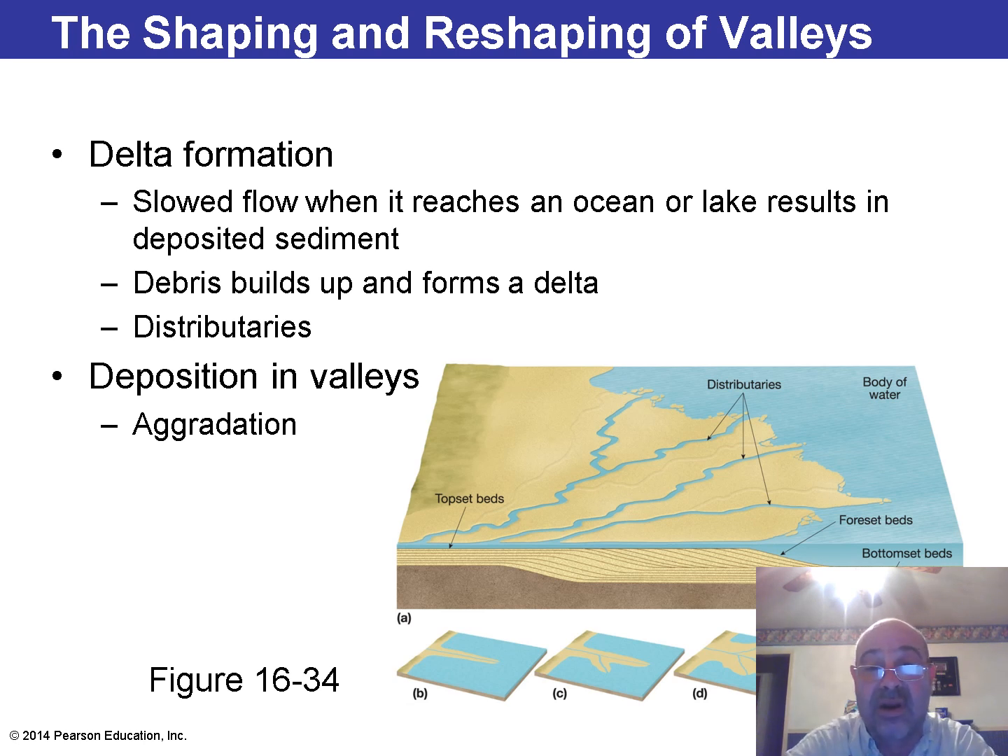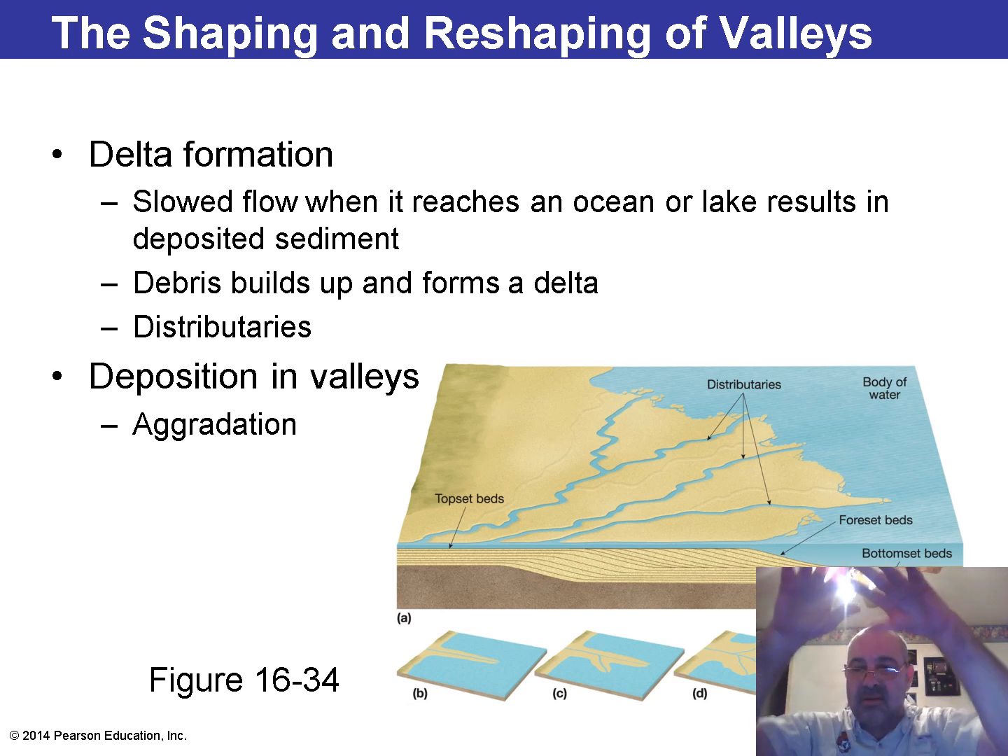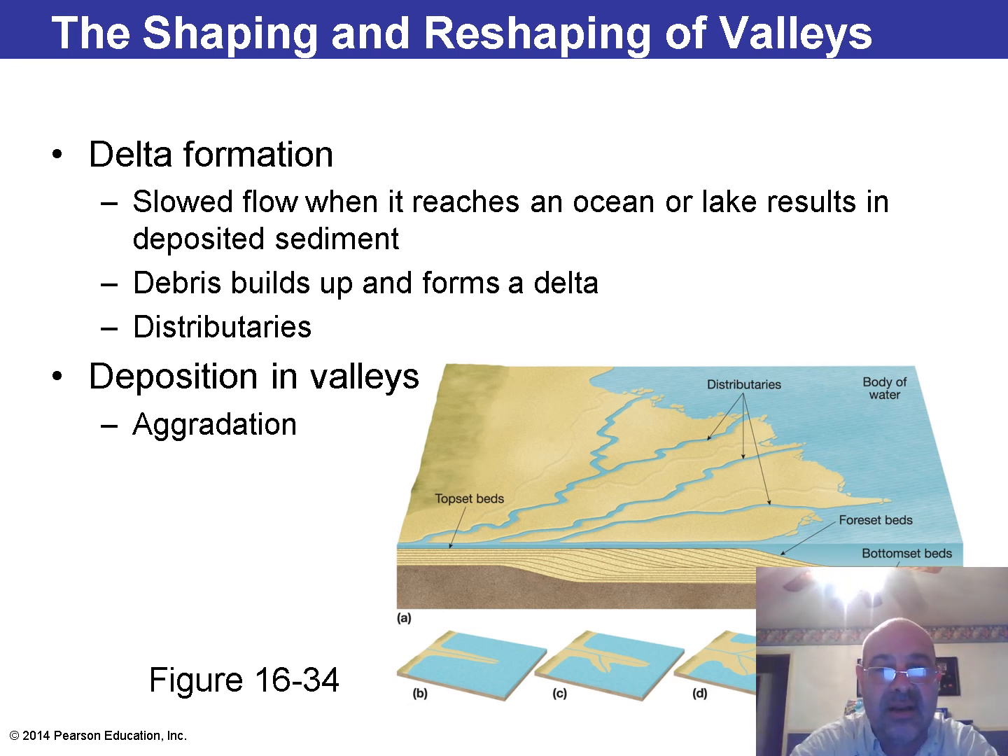So slow flow when a current reaches the ocean or lakes results in deposition of sediment. So it hits it, it slows down, and all that sediment's going to fall out. Okay, the debris builds up and forms a delta, and these deltas have what we call distributaries. Regular streams have tributaries. Deltas have distributaries because they're deltas, and because they're kind of more temporary. Streams have tributaries. Usually those are embedded, again, by geologic slope, all that good stuff.